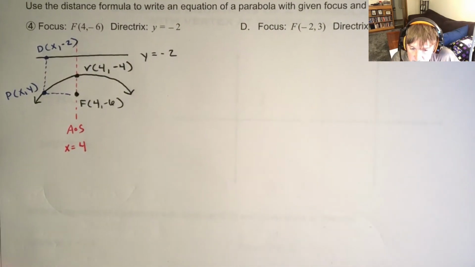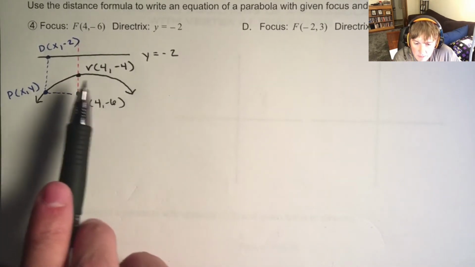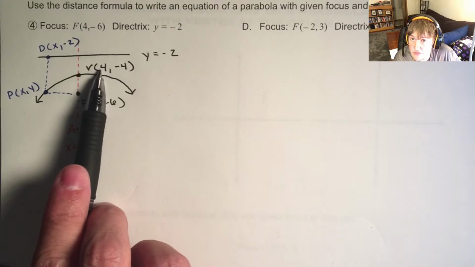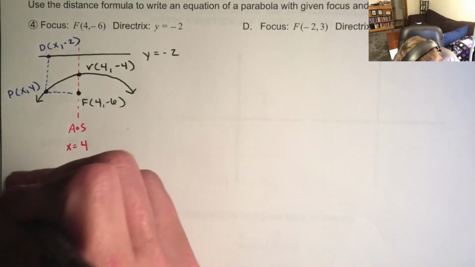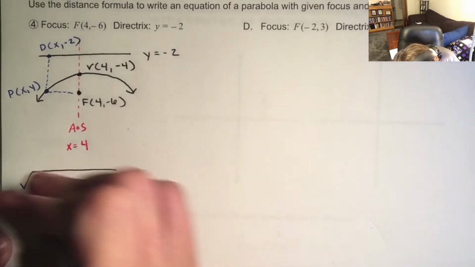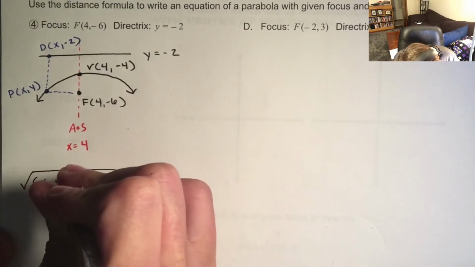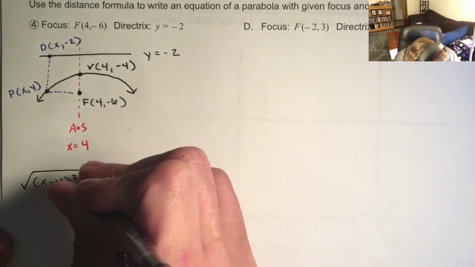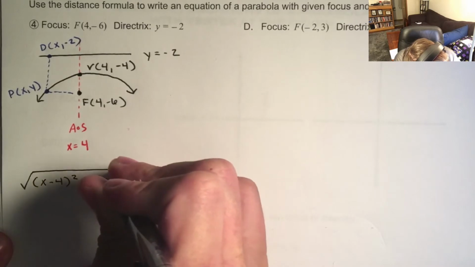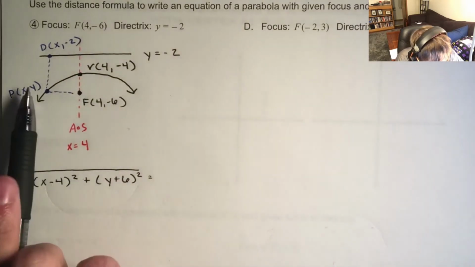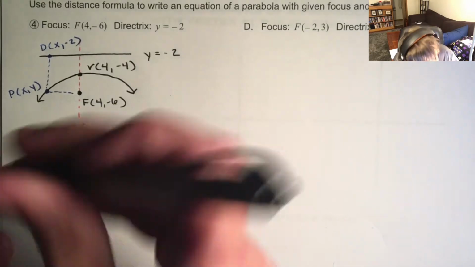Okay, so my distance from P to F. Again, the only difference in these problems is my vertex is not 0, 0. This one is 4, -4. So here, P to F, we're going to have the square root of x minus 4 squared plus y plus 6 squared. I know it's plus 6 because y minus -6 is y plus 6. So this is P to F.